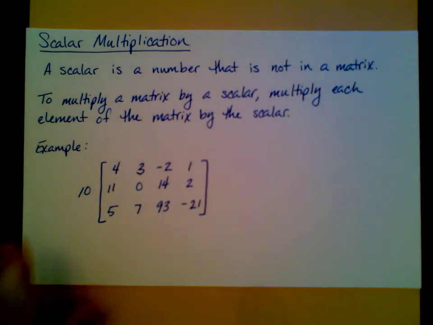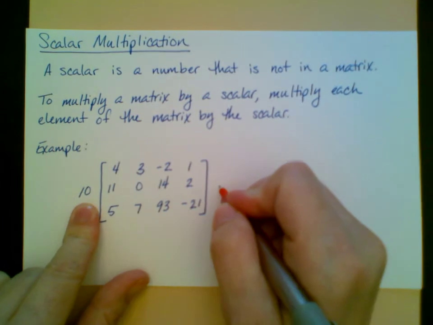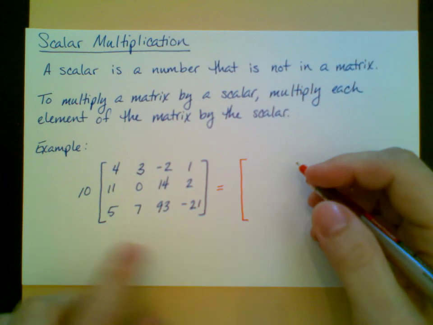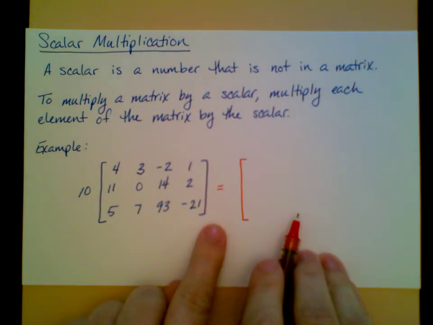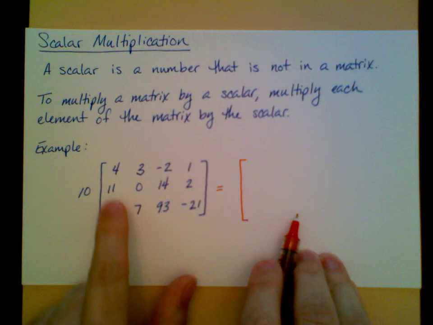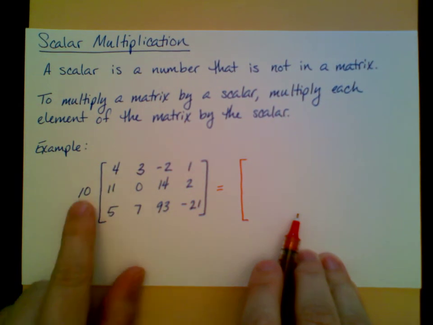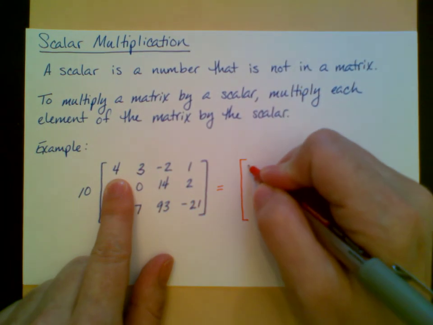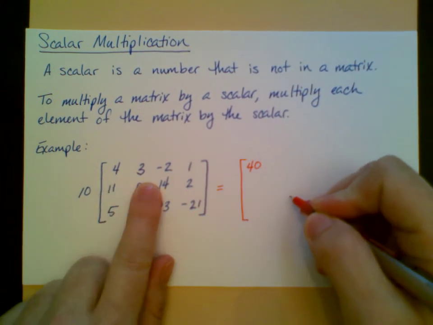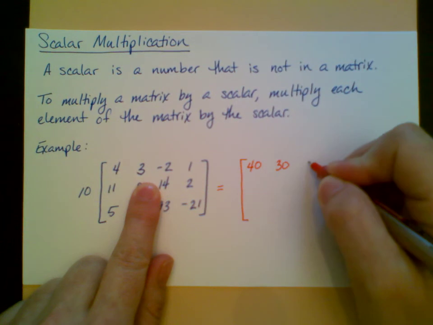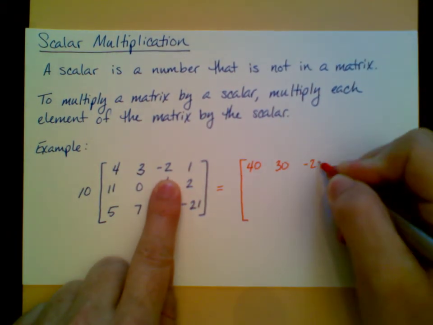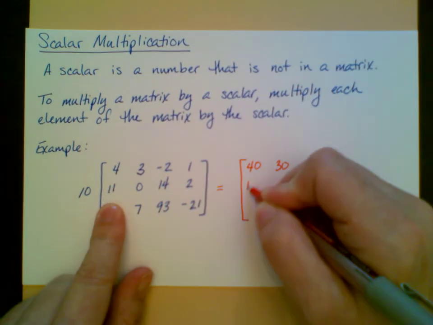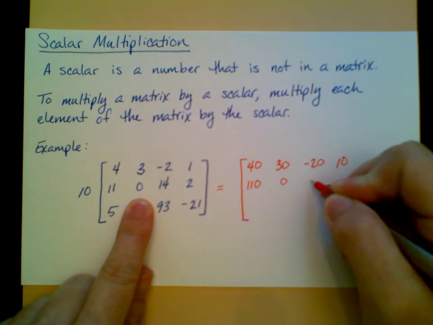So my scalar is 10, and I'm going to end up with a matrix that is the same size as this matrix. Just each element will be 10 times the original element. So instead of 4, my new matrix has 40. 3 becomes 30, negative 2 becomes negative 20, 1 becomes 10, and so on.